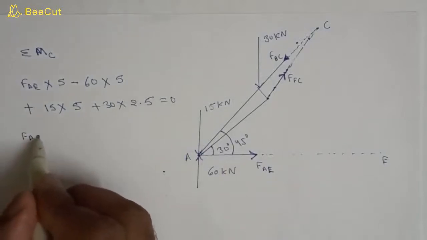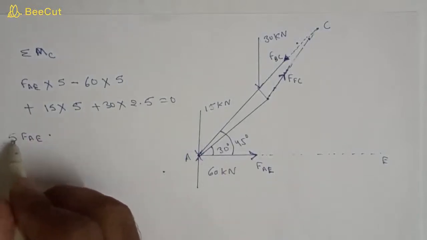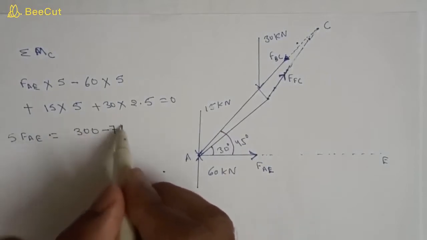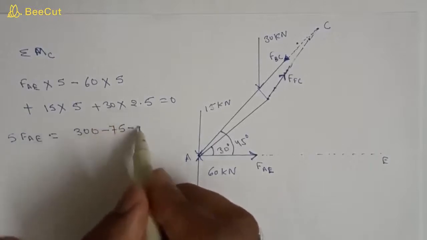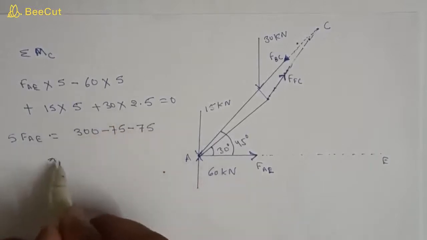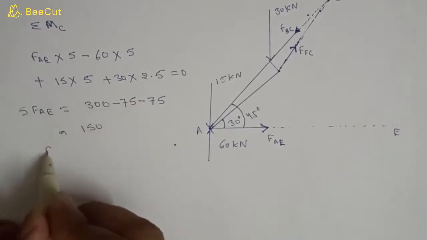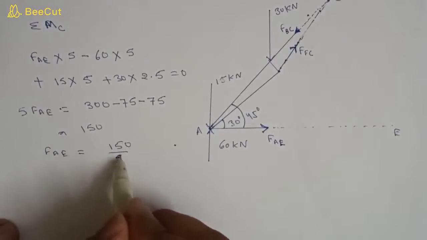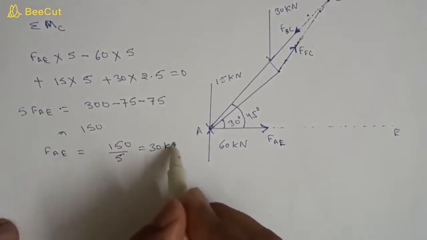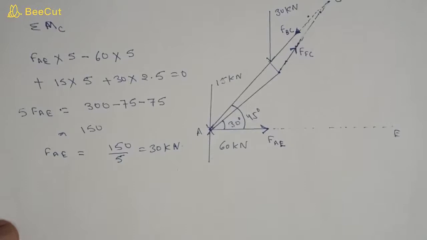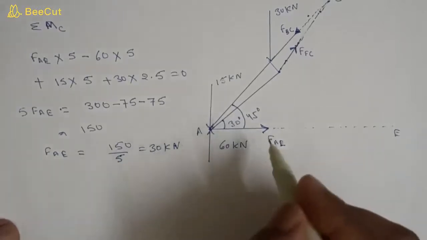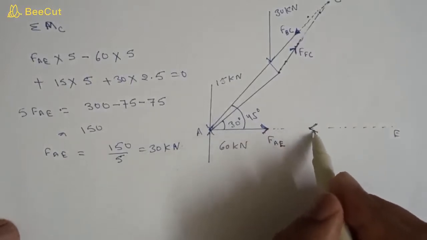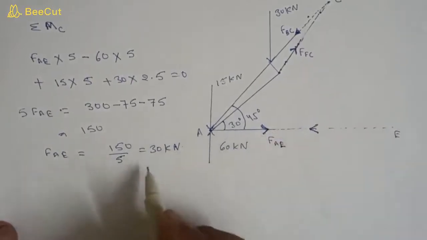So 5 FAE is equal to 300 minus 75 minus 75. So it will become 150. So FAE will become 150 divided by 5, so it will become 30 kN, and it is coming positive, so the assumed direction is correct. So it is in this direction, so at the joint it will be in the equal and opposite direction. So the forces are inward, so we know that it is a tensile force.